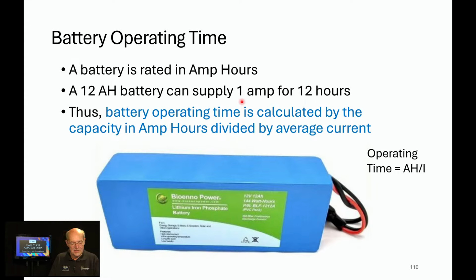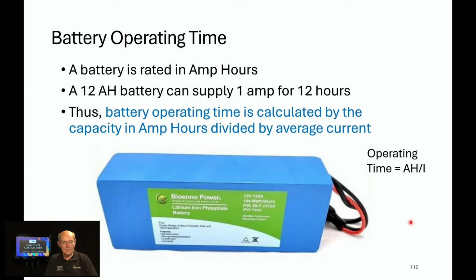What if you needed to supply 2 amps from this 12 amp hour battery? Well, it could last for 6 hours. See how that relationship works? So operating time is the amp hour rating of the battery divided by the current that's being drawn, or the average current. Thus, battery operating time is calculated by the capacity in amp hours divided by the average current.